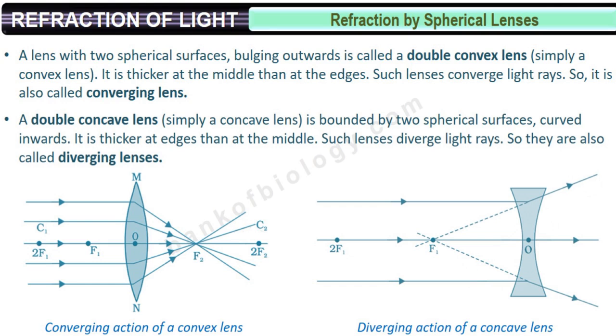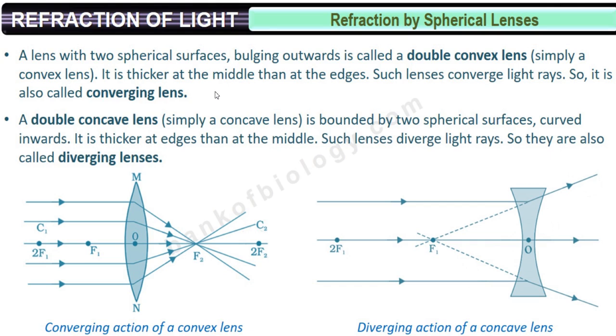A lens with two spherical surfaces bulging outward is called a double convex lens. See, this is a convex lens. It's a lens with two spherical surfaces bulging outwards. It's called a double convex lens, simply a convex lens. It is thicker at the middle than at the edges. Such lenses converge light rays, so it is also called a converging lens.